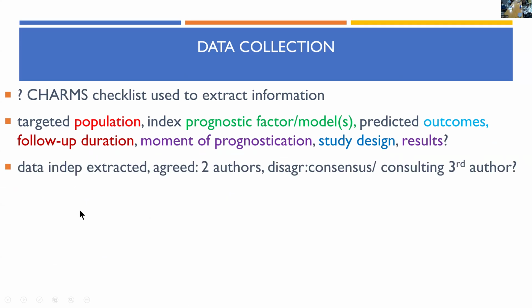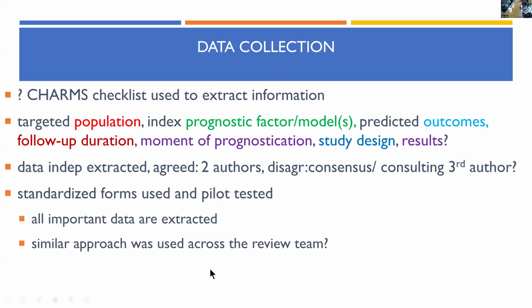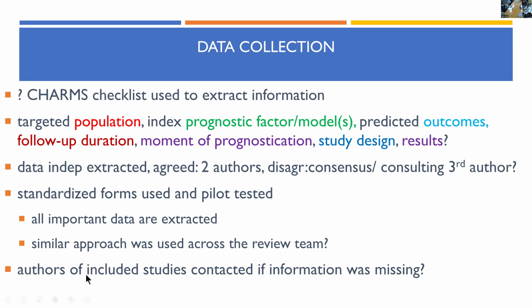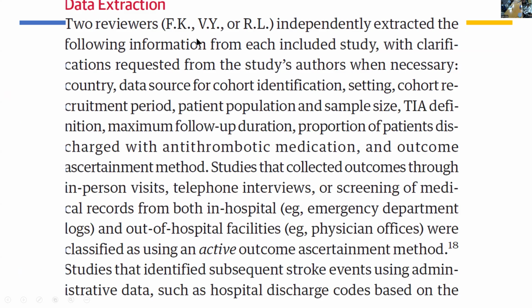Or were 2 independent people extracting data? So for the PGs and faculty, if you're doing a systematic review, you have a paper, 2 people separately must independently extract the data. And if you disagree, a 3rd person must adjudicate. So were they having standardized forms which are pilot tested for all important data extracted? Suppose you have 4 or 5 groups of people extracting data, they all do the same thing. And if you didn't have data, did they contact the authors of included studies? So here they did data extraction. 2 reviewers independently extracted the data.